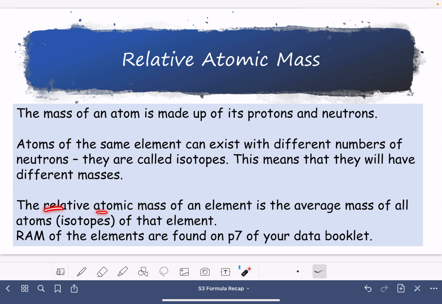The relative atomic mass, or RAM, of an element is the average mass of all the atoms or isotopes of that particular element. And you can find all of the relative atomic masses of the elements in the periodic table on page 7 of your data booklet.